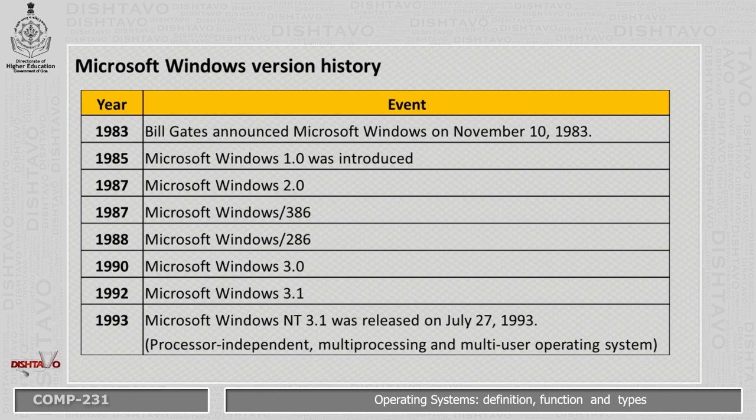As I told, there are different versions of Windows. In 1983, Bill Gates announced Microsoft Windows, on November 10, 1983. Next, Windows 1 was introduced, then Windows 2. Likewise, there was development in the different versions of Windows.